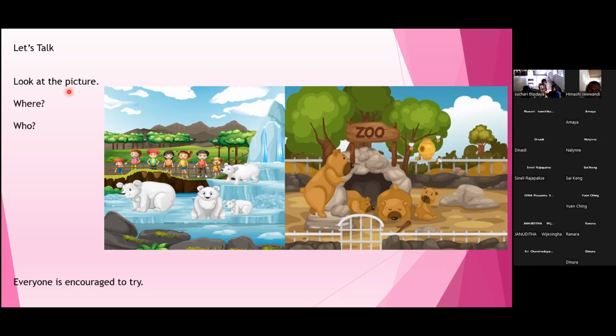Okay, so now look at the picture. First, tell me, by looking at this picture, where do you think the story is taking place? Yes, very good. The zoo. The zoo, okay? This story is taking place at the zoo. Okay, now tell me, when do you think this is taking place? When? Afternoon. In the afternoon, very good.